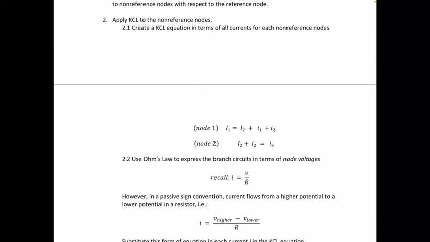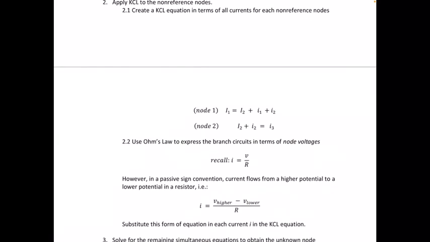It doesn't end there. Once we get our KCL equation in terms of currents, we need to express these currents in voltage over resistance form. Just to recall, this is simply Ohm's law. Ohm's law expresses that I, or current, is equal to voltage over resistance. So for each current that we have in our KCL equations, we have to substitute the hypothetical value V over the given resistance R.